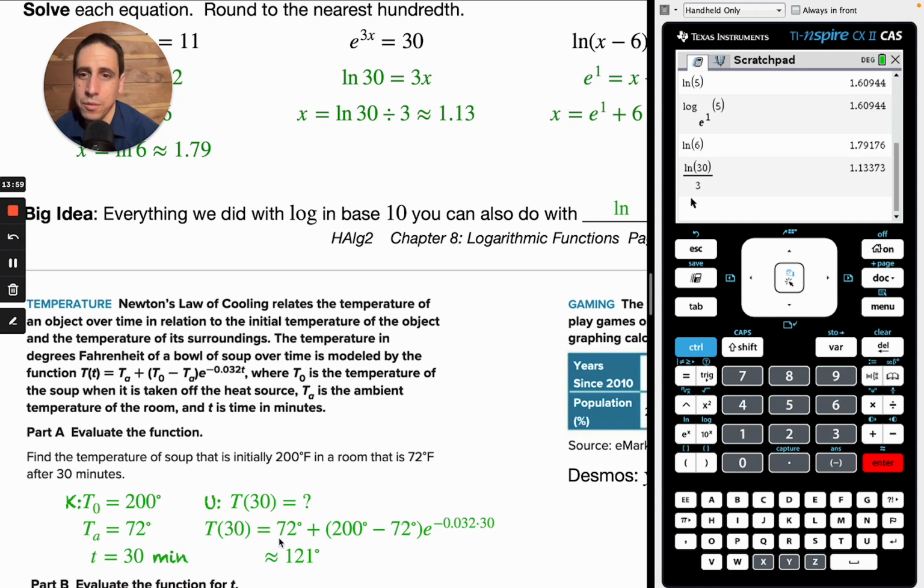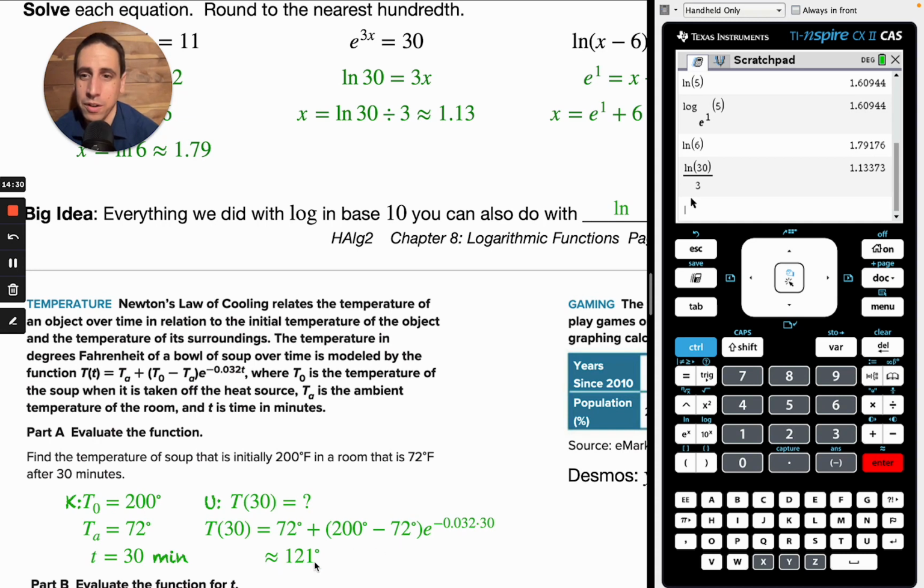So T of 30 is equal to 72, that's the ambient temperature of the room, plus the difference in the soup versus the ambient temperature here, 200 minus 72, times e to the, this constant is based on, where did the 0.032 come from? It comes from soup, basically. It comes from physical, chemical properties of soup and how quickly it cools, and the bowl and all that. And then the 30 is just from the time. You can type all this into a calculator and get your answer.